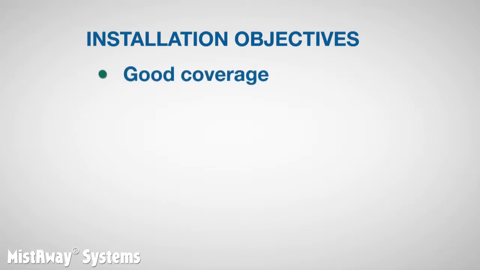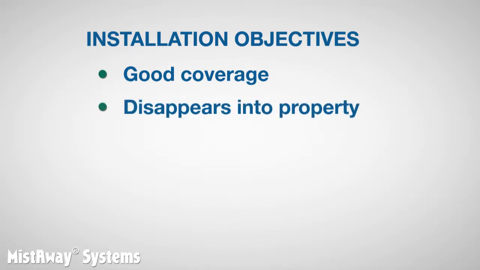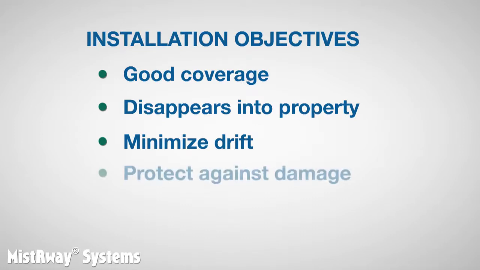The system provides good coverage, that is, there are enough nozzles located in the appropriate places with sufficient pressure at each nozzle to ensure a good flow rate. The nozzle circuit is installed cleanly and essentially disappears into the property. We've minimized the probability for off-property drift of the insecticide, and to the extent possible, we've protected the nozzle circuit against damage caused by the yard service, weather, or animals. All of these are important objectives.